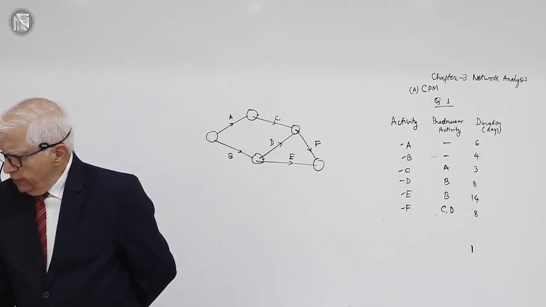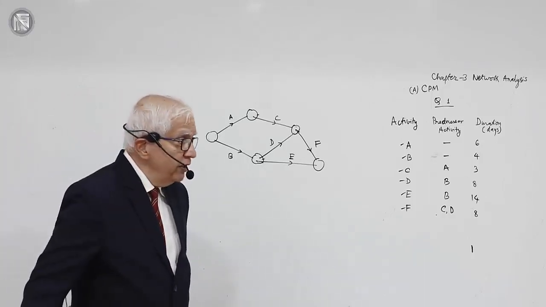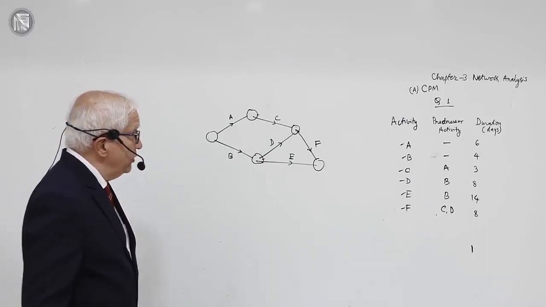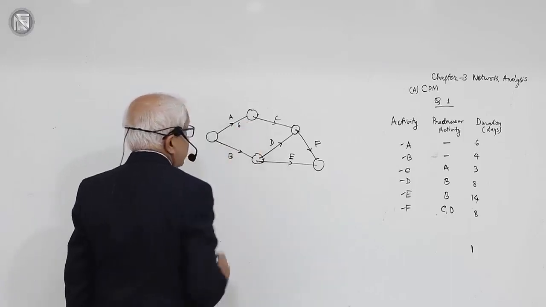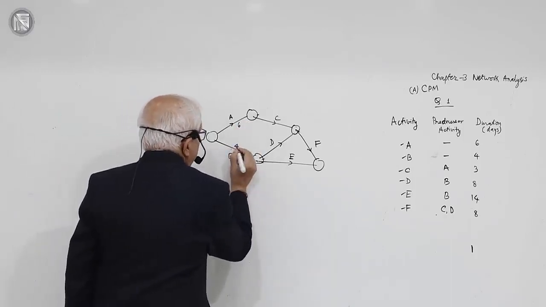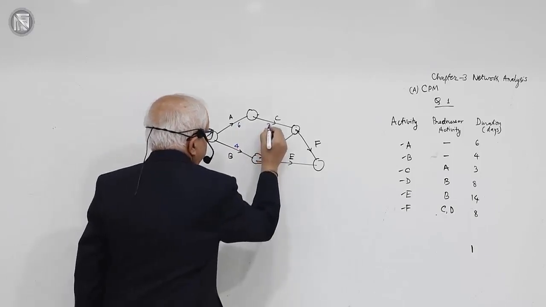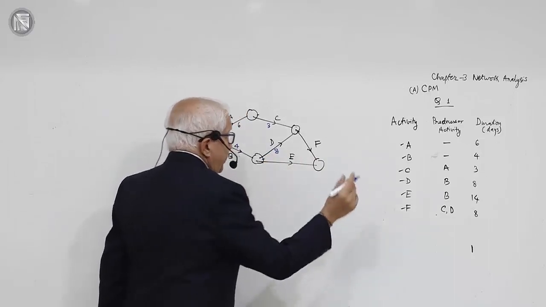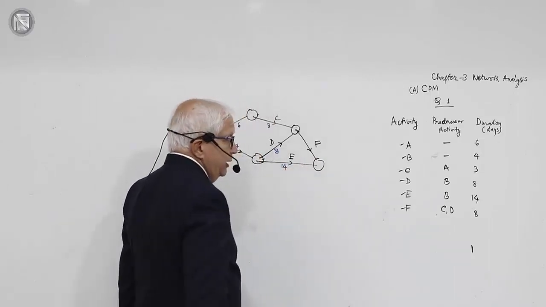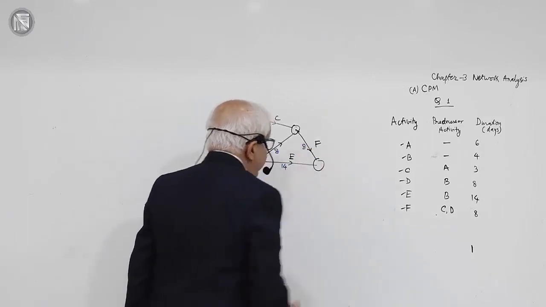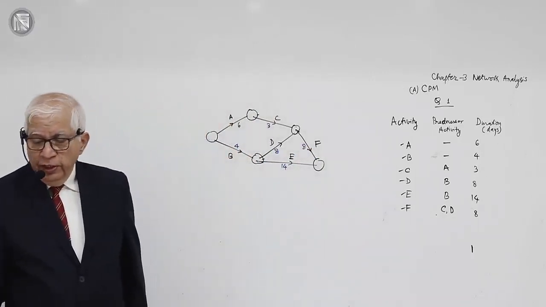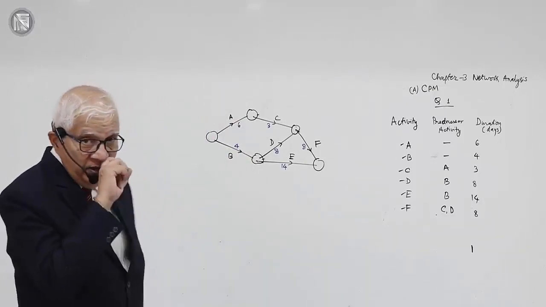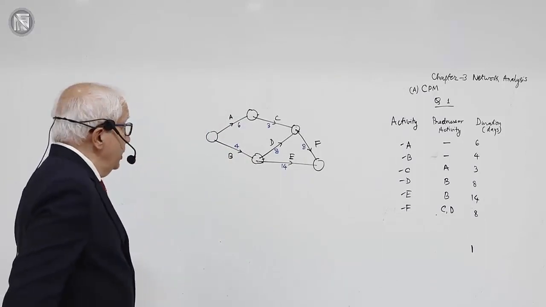For that purpose, let me write down the durations of activities on the respective arrows. For example, as per the table, activity A is going to take 6 days, so I'll write here 6. Activity B, 4 days. Activity C, 3 days. Activity D, 8 days. Activity E, 14 days, and activity F, 8 days. These are the durations of individual activities in terms of number of days, because the given table is in number of days. Done. Now what next?